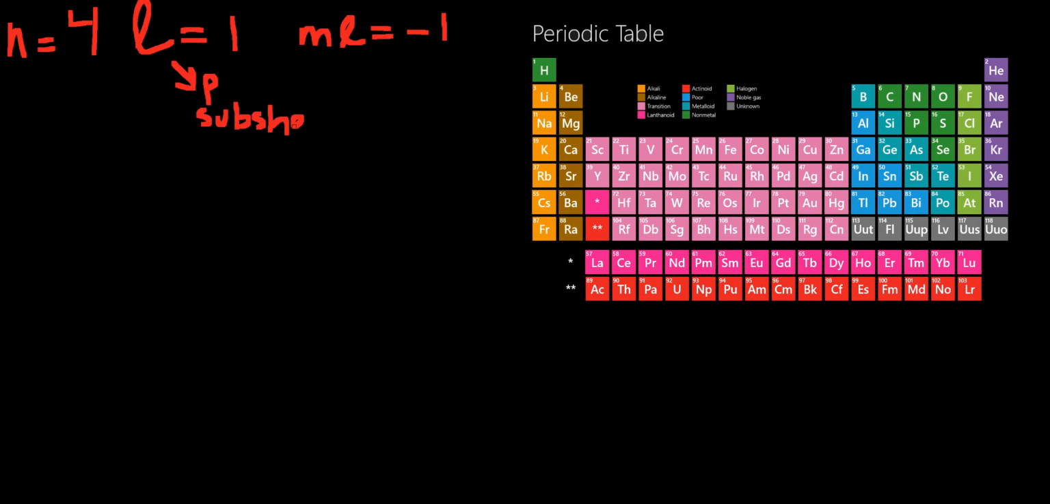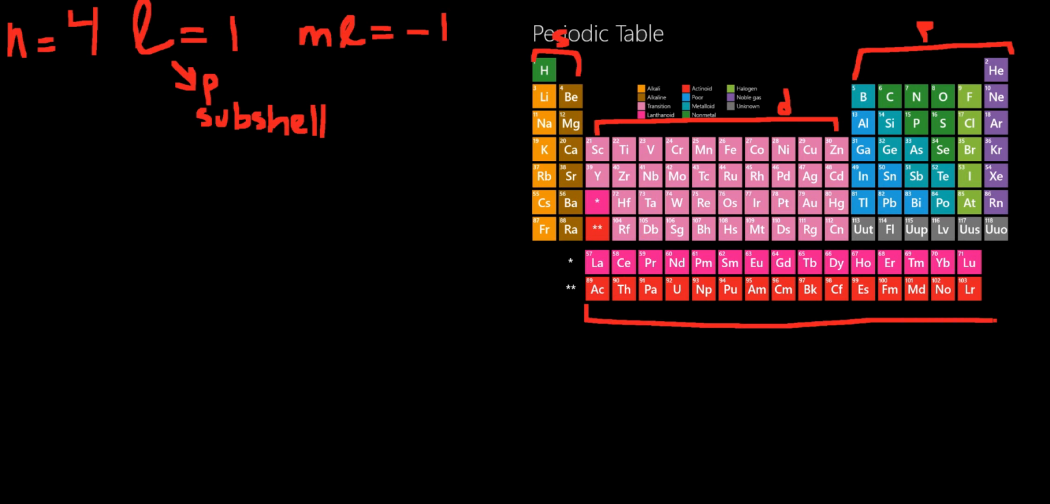So this tells us a lot. It's going to be in this area. This is the P area. This is the D. I didn't mention that in the video. So this is the P area. These are the D. This is the S. And then here you have the F. These two rows are F. And so we know this is going to be in the P subshell, and ML is -1.